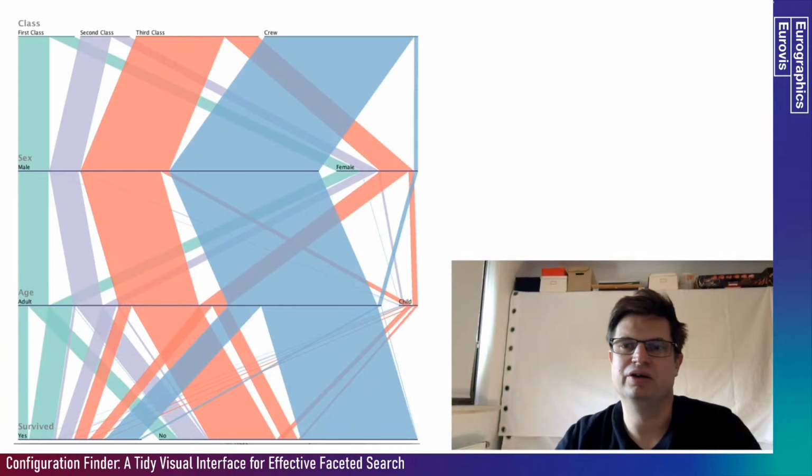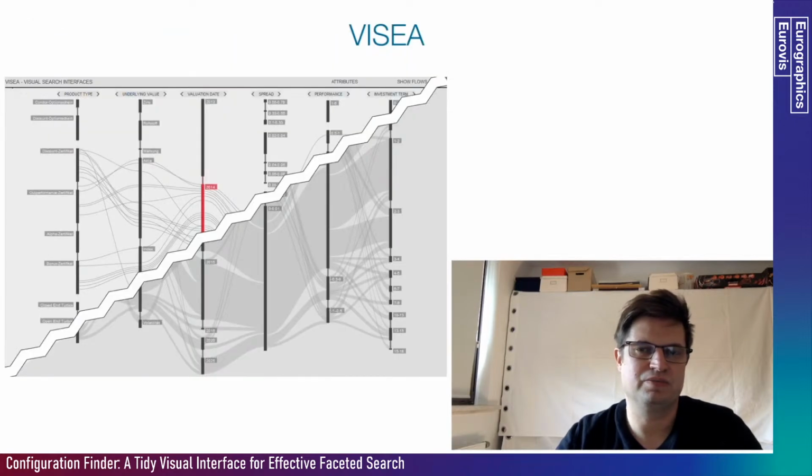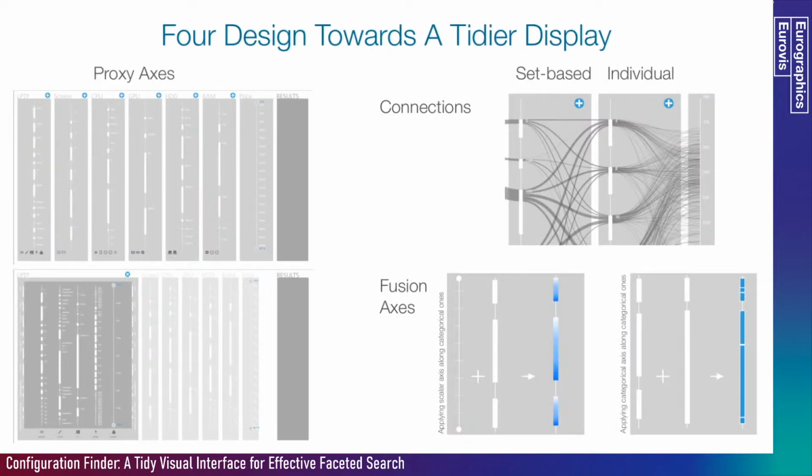Of course, binning records according to the attribute values, as with parallel sets, is one solution, but it also becomes cluttered with an increasing number of attributes and actual existing attribute values. Keck et al. developed a system where you can switch back and forth between parallel sets and parallel coordinates, which does not exploit the potential of combining both. Our Configuration Finder actually combines both paradigms in order to provide a tidier display.